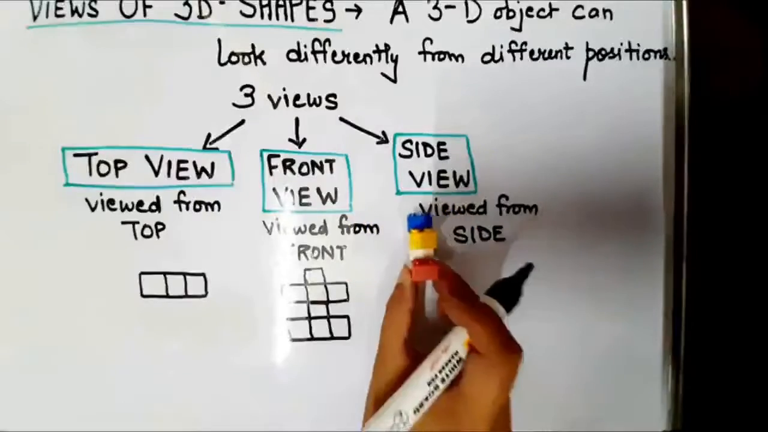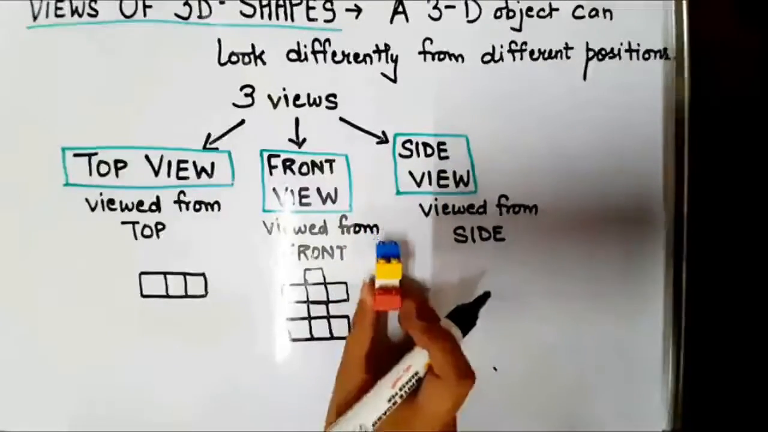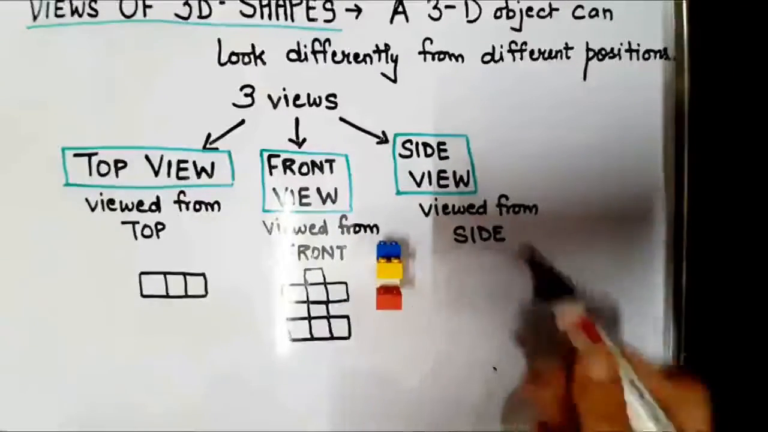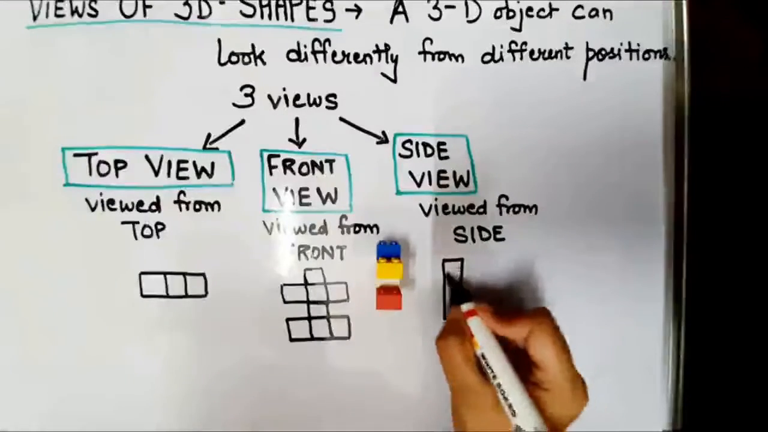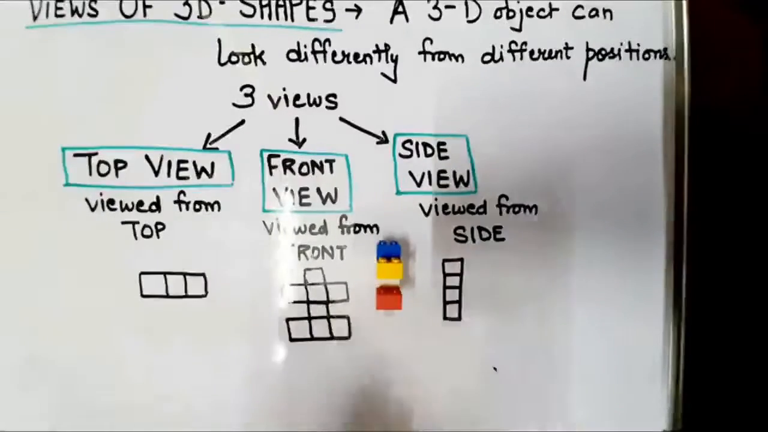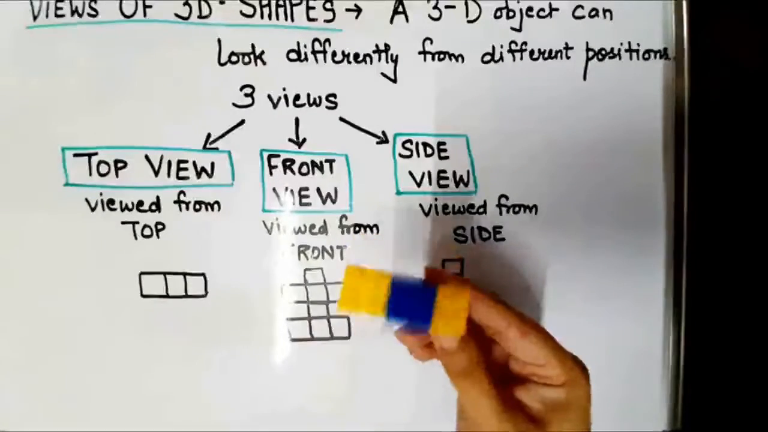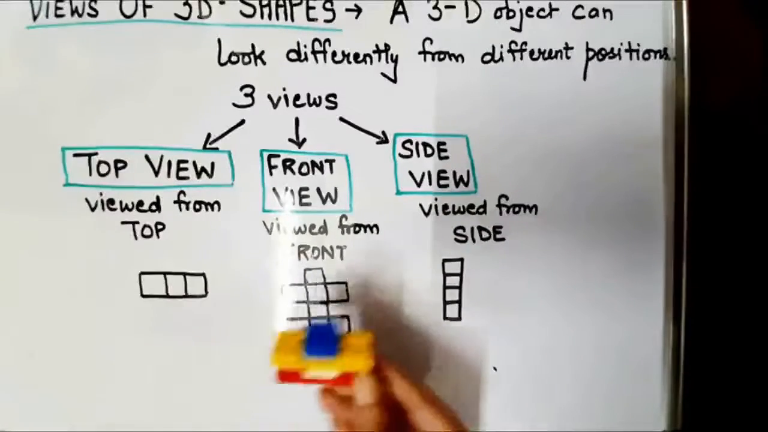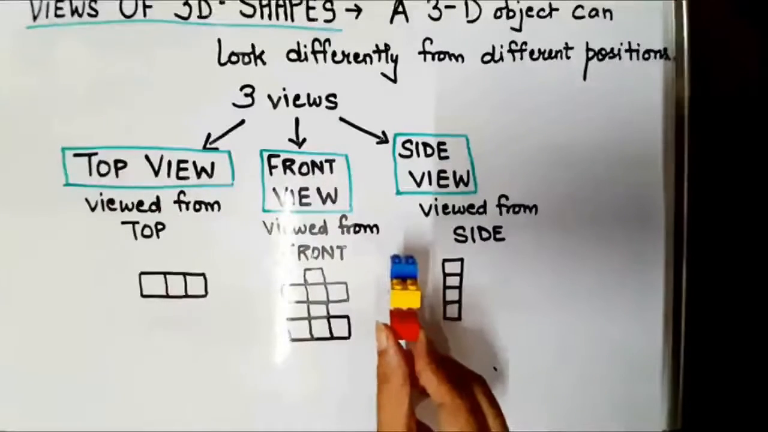Now what about the side view? The side view is like this. So how can we draw the side view? We see one block, second block, third block and fourth block. So the side view is just like this: 1, 2, 3 and 4. So this is how we can observe the top view which was like this, front view which is like this, and the side view which is like this.